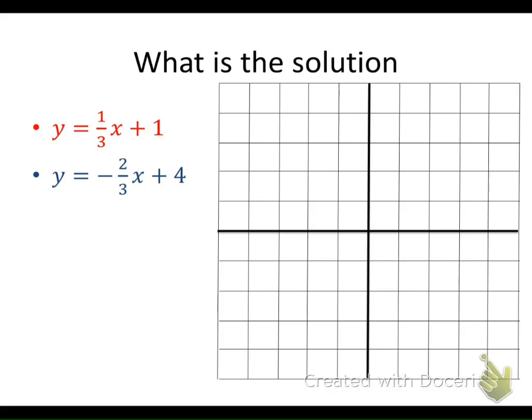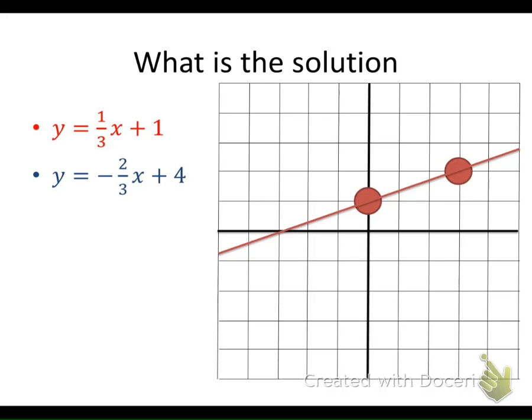So, in the red, the y-intercept is a 1, so we're going to put a dot on our graph right where y is 1. The slope is a 1/3. That means I'm going to go up 1 and forward 3. After I've done this, all I need is 2 points to draw a line. So now I can draw a line straight through.